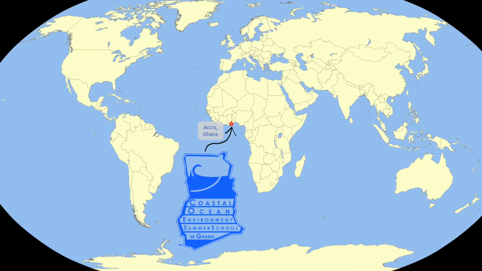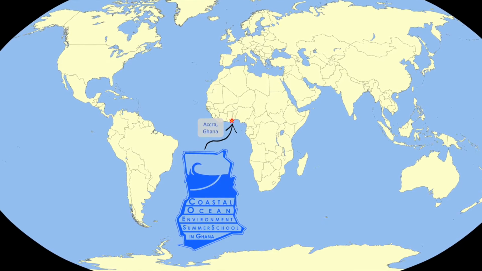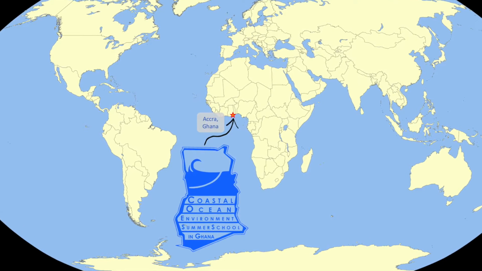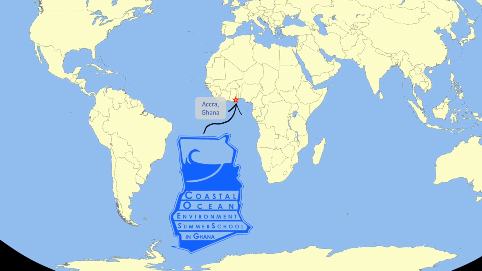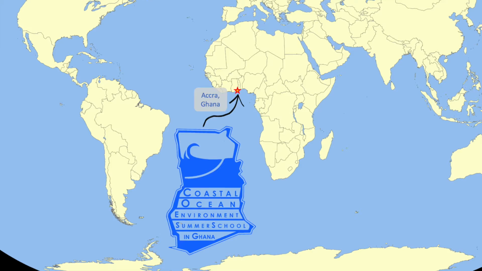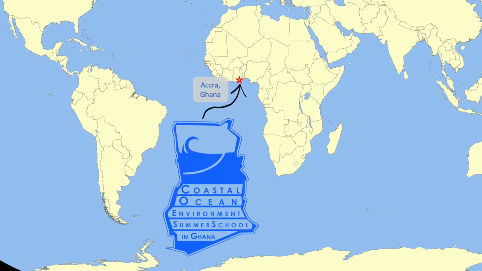The Coastal Ocean and Environment Summer School was started by Professor Brian Arbic, who's actually one of the organizers of the OASIS workshop today. The school has taken place every year since 2015 in Ghana's capital of Accra, though the last 2 years were held online.